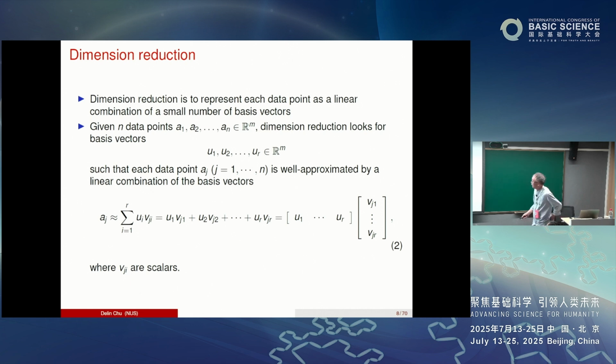Now we want to talk about dimension reduction. Dimension reduction is to represent each data point as a linear combination of a small number of basis vectors. Suppose we have n data points A1, A2, up to An in R^m. Then dimension reduction wants to find basis vectors U1, U2, up to Ur such that each data point Aj can be well approximated by a linear combination of the basis vectors U1, U2, up to Ur. I mean, we can approximate Aj by the summation of Ui times Vji, i from 1 to R.